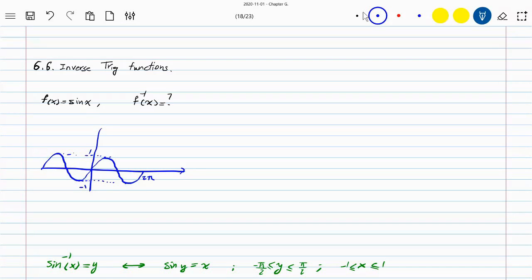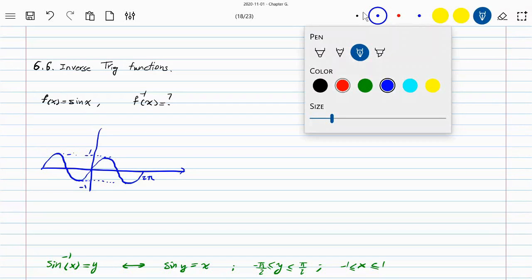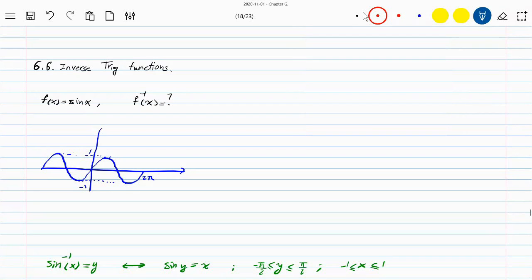Why do we care about the inverse trigonometric functions? They're useful tools to calculate certain integrals. Some integral turns out to be exactly the inverse of a trigonometric function. So we need to learn these as we go on as well.